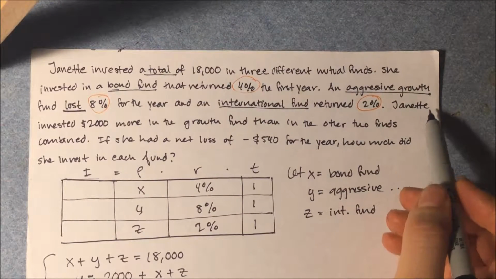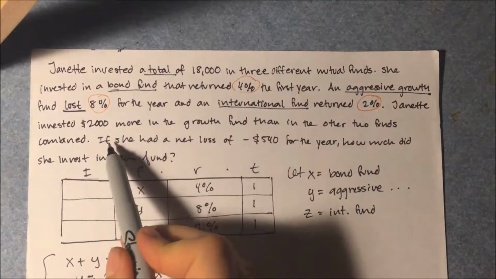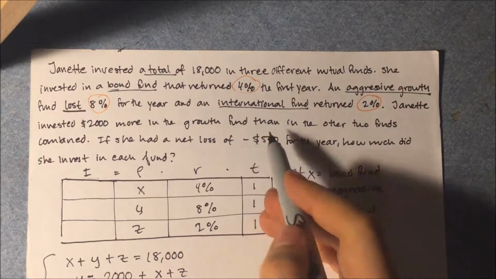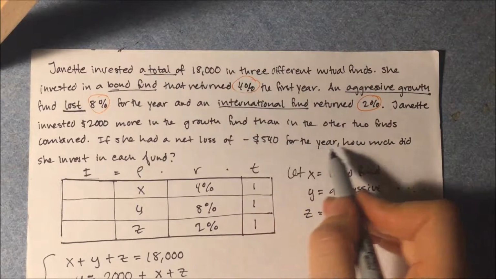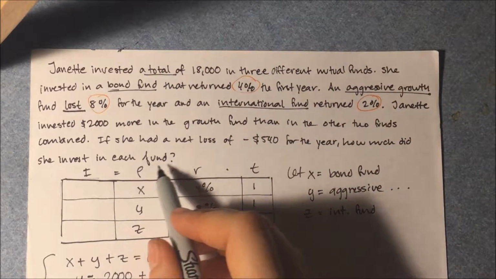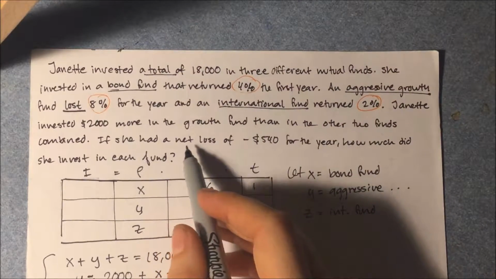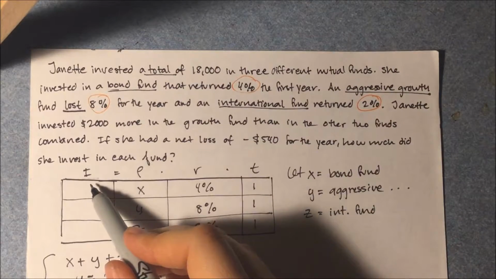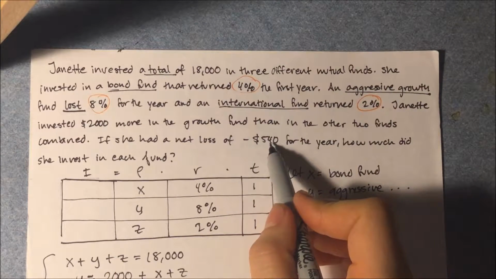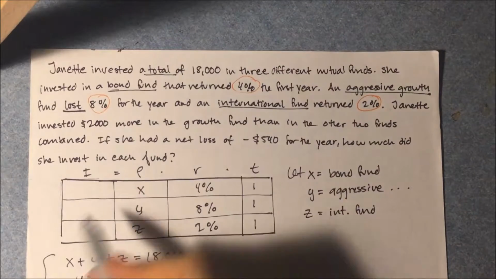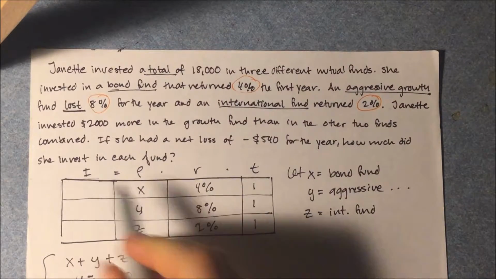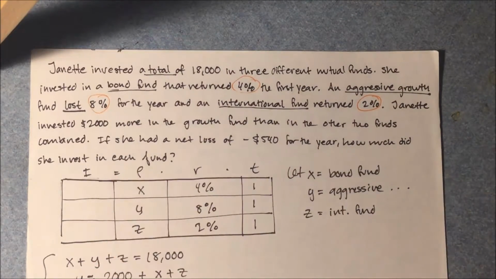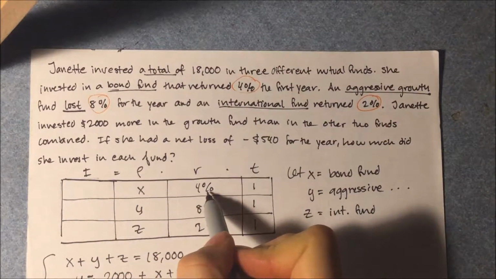Okay, so I need 1 more. Here we go. If she had a net loss of negative $540 for the year, how much did she invest in each fund? Okay, so the loss, that means her investments are going to equal negative 540. So I need to fill this column out. So interest equals principal times the rate times the time.